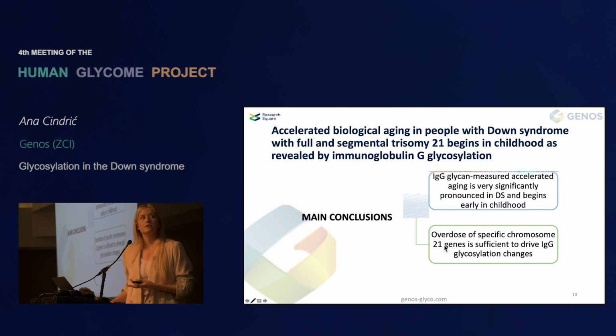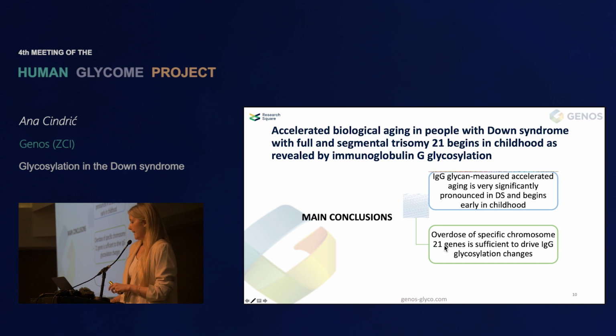So our main conclusions from this research would be that, first of all, IgG glycan measured accelerated aging is very significantly pronounced in Down syndrome, and it also begins early in childhood. And also that overdose of specific chromosome 21 genes is sufficient to drive IgG glycosylation change already. So these are the conclusions from this paper, which is a finished story, already published.